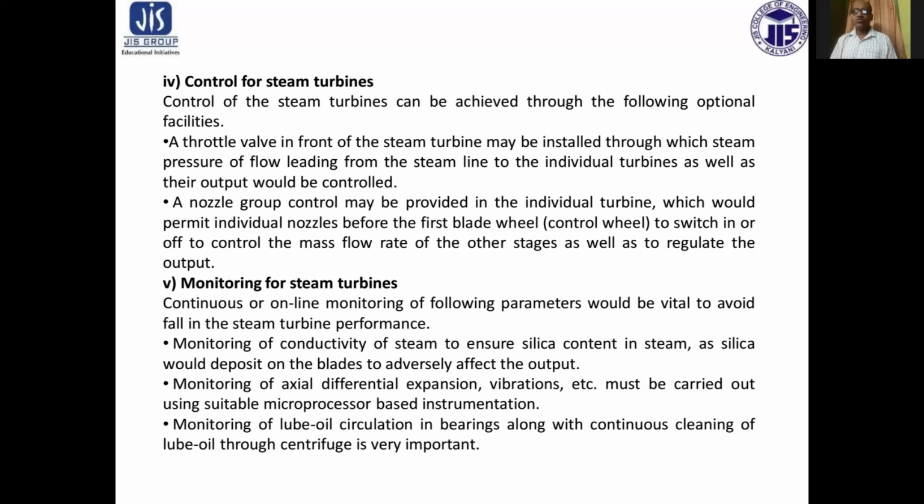A nozzle group control may be provided in the individual turbine, which would permit individual nozzles before the first blade wheel to switch in or off to control the mass flow rate of the other stages as well as to regulate the output.